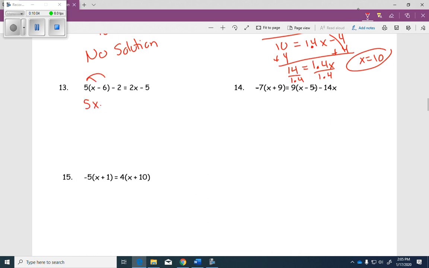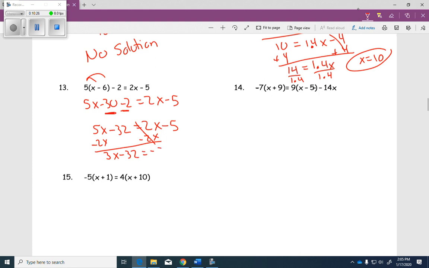Distribute. Combine like terms right here. So I have 5x minus 32 equals 2x minus 5. This has one solution. I'll subtract 2x from both sides. And then add 32 to both sides. And come over here. 3x equals 27. And divide by 3. X equals 9.